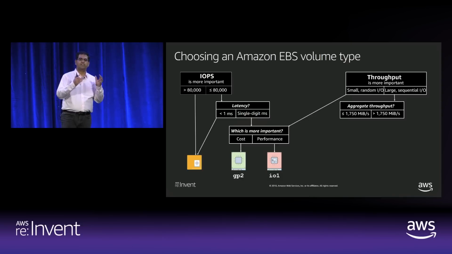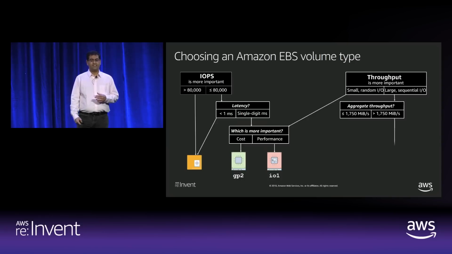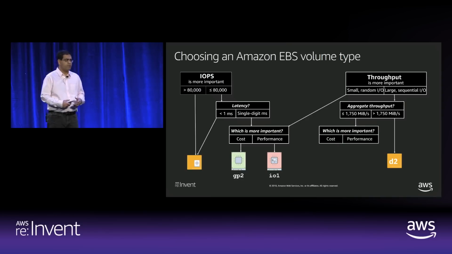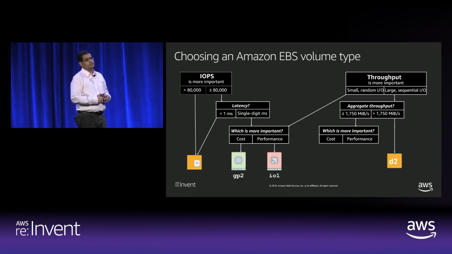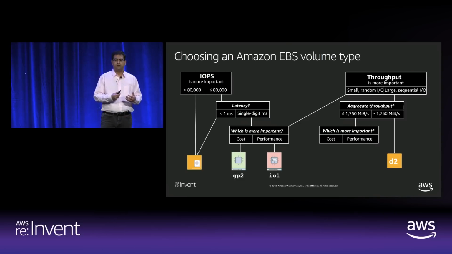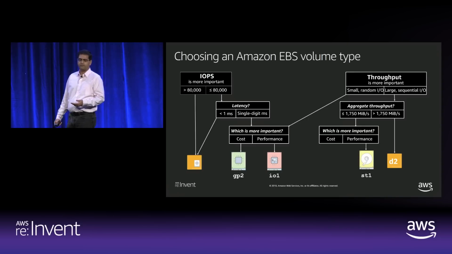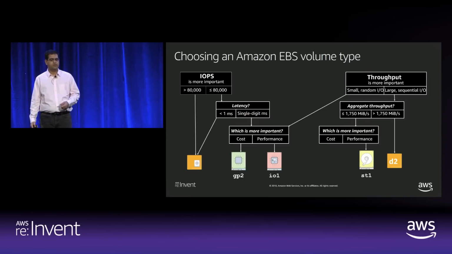Why that number? Because that's the maximum amount of throughput from a single EC2 instance to the set of EBS volumes connected to it. So if it is greater than 1750, then that biases you towards our D2 set of instance family. On the other hand, if you need less than 1750 megabytes per second, then you have to ask yourself the question, what do you care about more, cost or performance? If it's performance, then the answer is our throughput optimized family, ST1. Let's go into that.